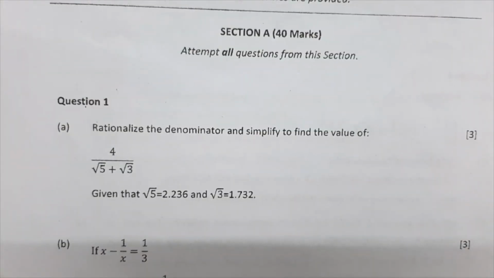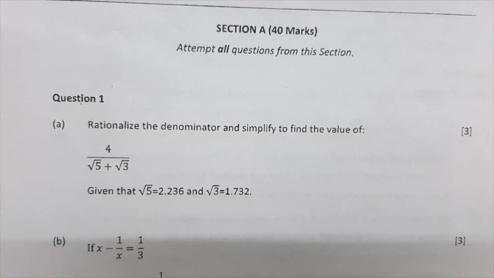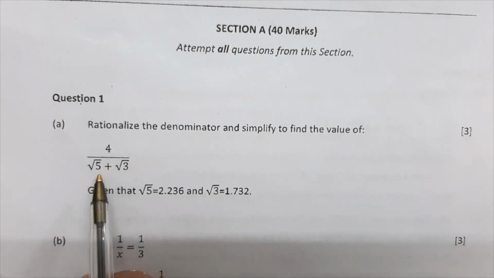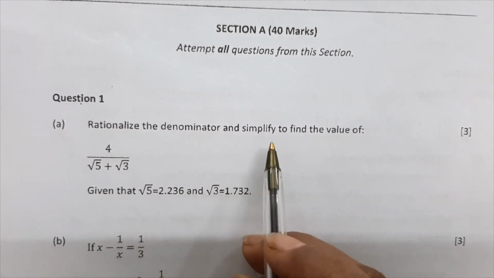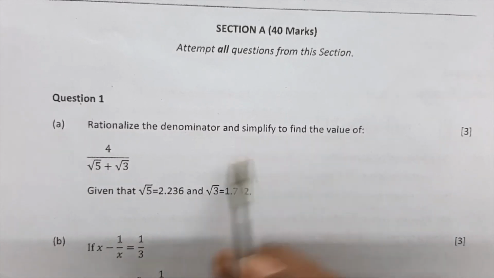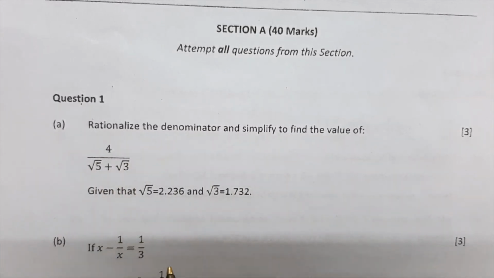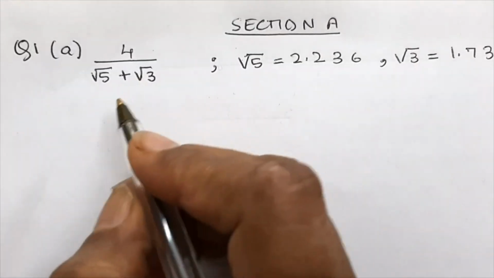Let's begin. Our question 1 of section A starts with rationalizing. Can you see this 4 upon root 5 plus root 3? We have to simplify this and find the value of this fraction. And we have been given root 5 and root 3 values. So how we start with this? By rationalizing this fraction.